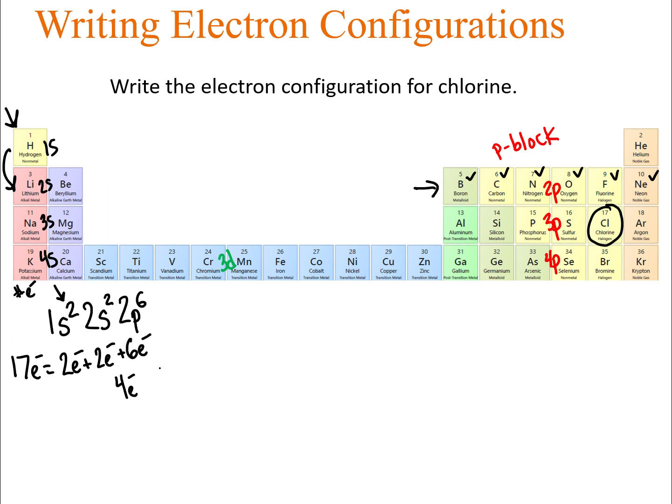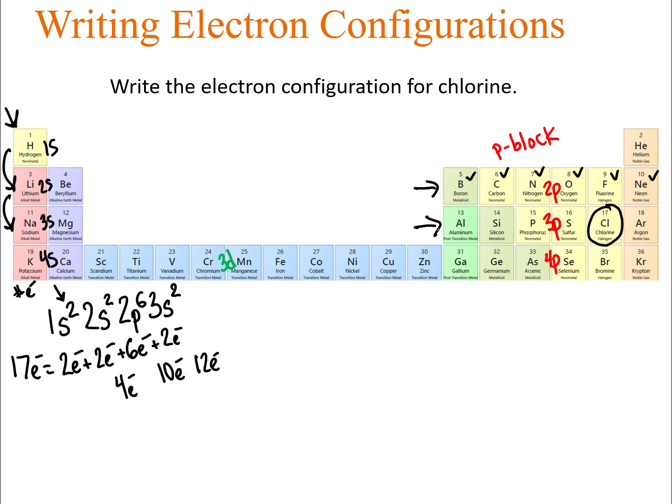If we add another 6, that gives us a total of 10 electrons. So we're not quite there yet. Now we start filling the main energy level 3. You start with the 3s. We're not at chlorine yet, so we just fill it up. Now we're at 12 electrons.